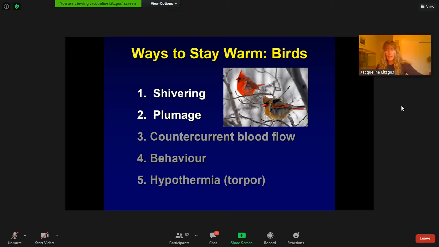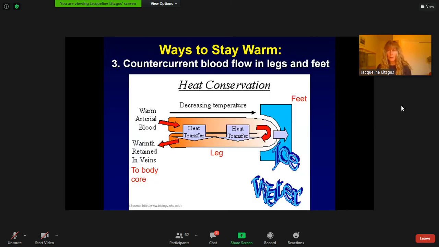Okay. And then there are also three other ones here that we're going to go through: countercurrent blood flow, behavior, and then hypothermia or torpor. So the next one is countercurrent blood flow. Birds that live in cold environments have to conserve their body heat to avoid hypothermia. So blood that flows from the body core to the periphery, like to the legs and feet, has a lot of heat in it, right? It's coming from the body core where it's really warm.